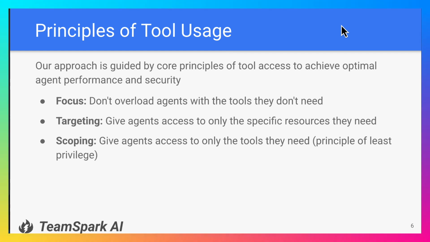And then the last one is scoping, where we give agents access to only the tools they need. So this is a principle of least privilege kind of thing, where for security reasons, we don't want to give agents tools that they don't have a legitimate need to use.